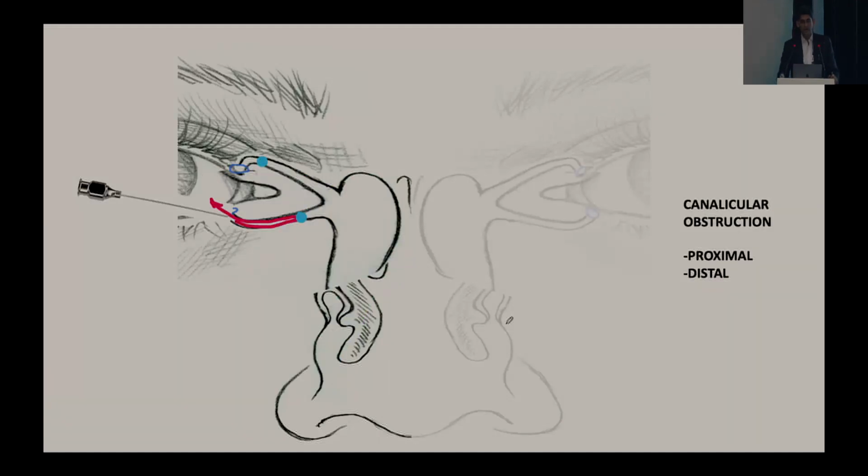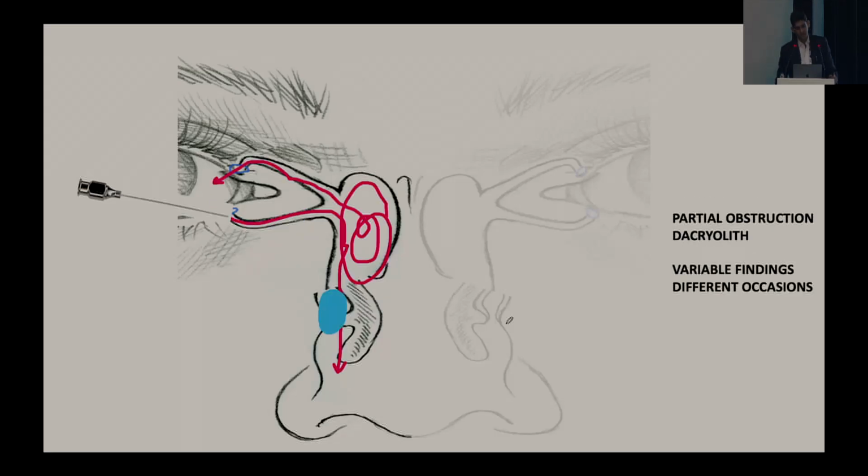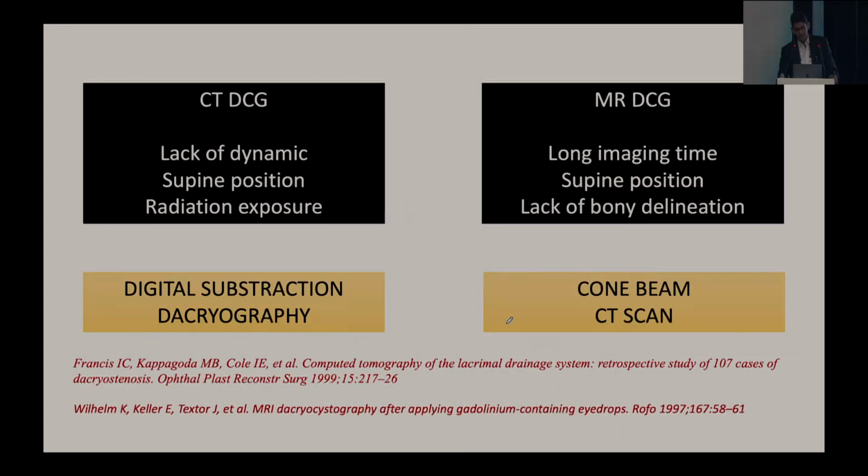In canalicular obstructions, you get immediate regurgitation from the same punctum from where you're doing syringing, and sometimes false positives can be seen in cases of dacryoliths, and you can get variable syringing outcomes on different occasions. So this is all I have discussed.